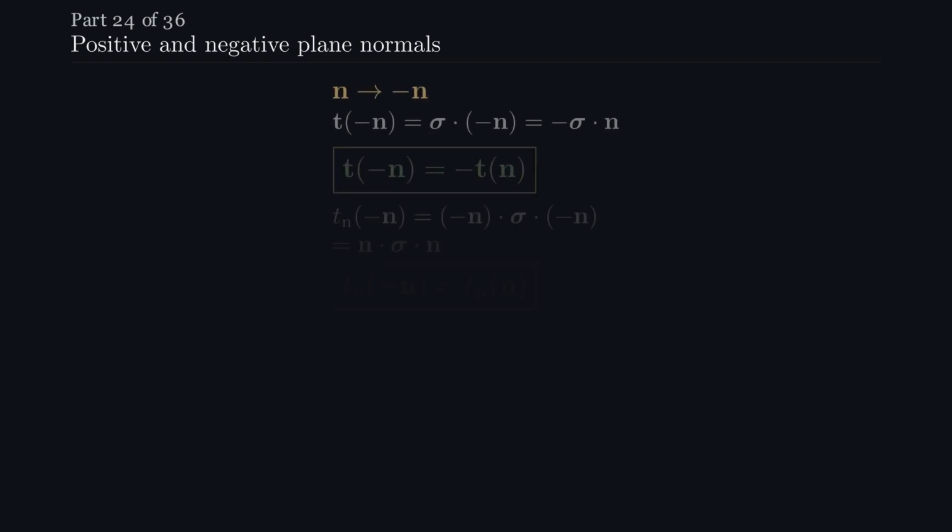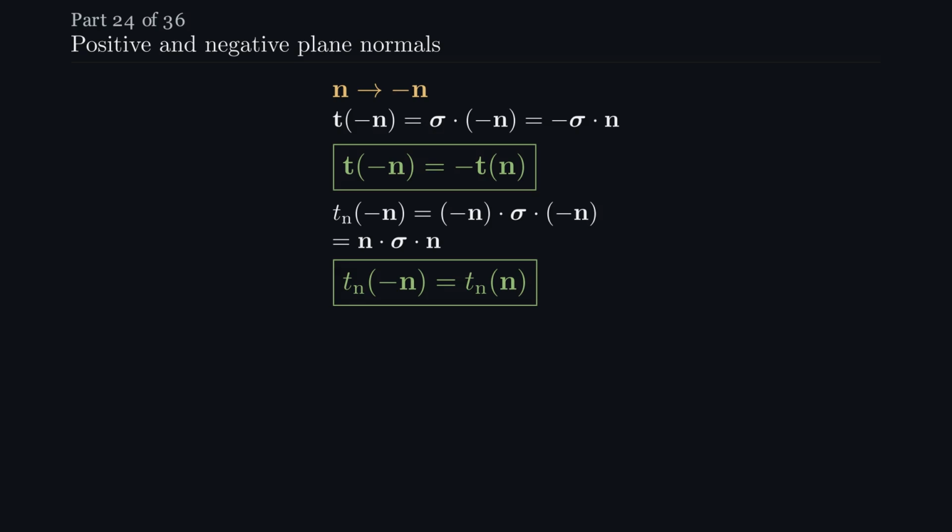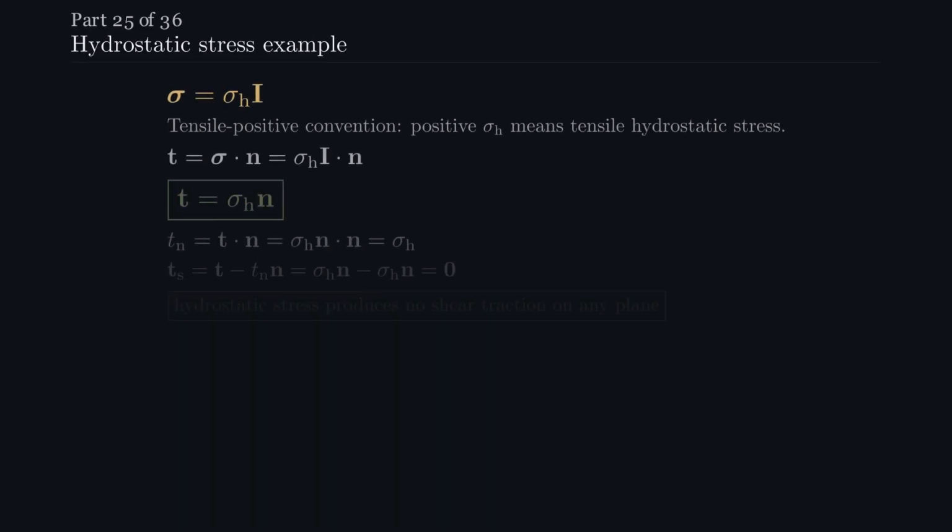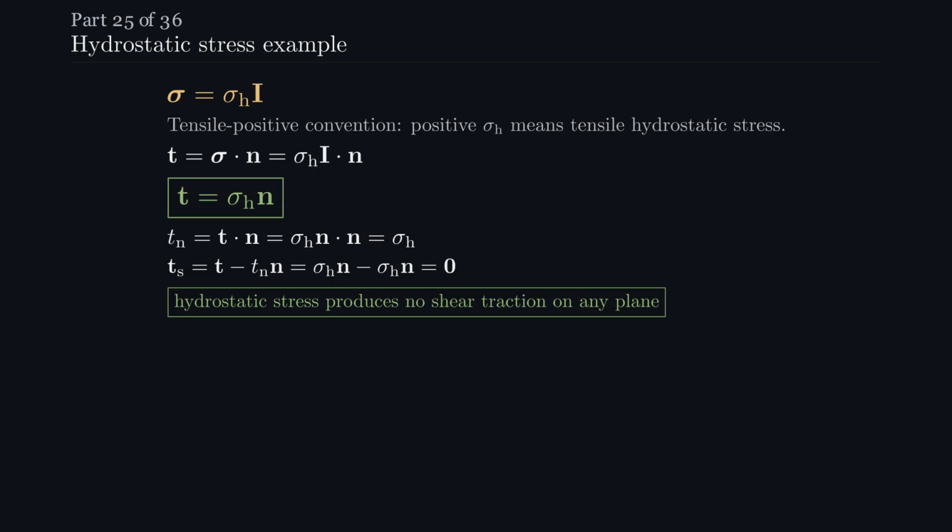If the plane normal is reversed, the traction vector reverses. This is the action and reaction pair on opposite sides of the cut. But the scalar normal stress remains the same when the normal and traction are taken consistently for the opposite face. For hydrostatic stress, sigma equals sigma h times the identity. The traction on any plane is sigma h times the normal, so it is purely normal. The shear traction is 0 on every plane. This is why hydrostatic stress changes volume but does not create shear traction.